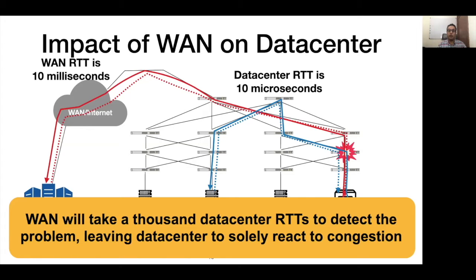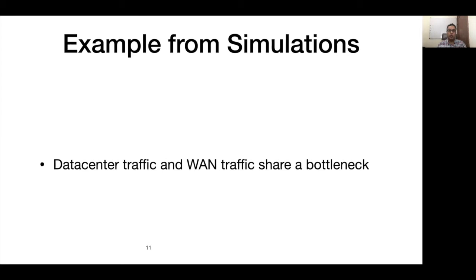In other words, WAN flows will take thousands of data center RTTs to detect congestion, leaving the full burden of congestion control to the data center traffic. I will illustrate this problem with an example from our simulation.